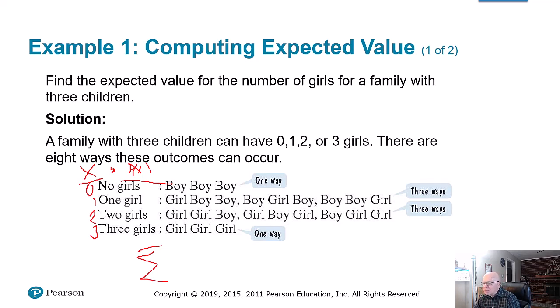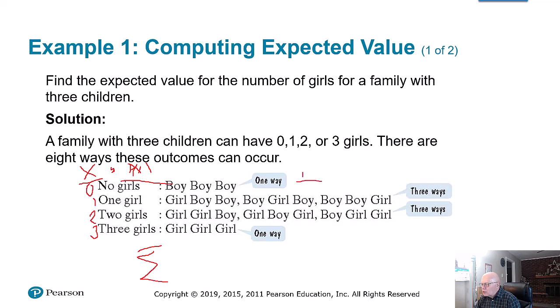So you can see that the way to get no girls is if you have boy, boy, and then boy. Only one way that can happen. 1 girl, well, she might have been the first one, or the second one, or the third one born, and so on. You can see that for yourself. The important thing is that we've got 8 different possible results of boys versus girls in 3 births. That'll give us probabilities.